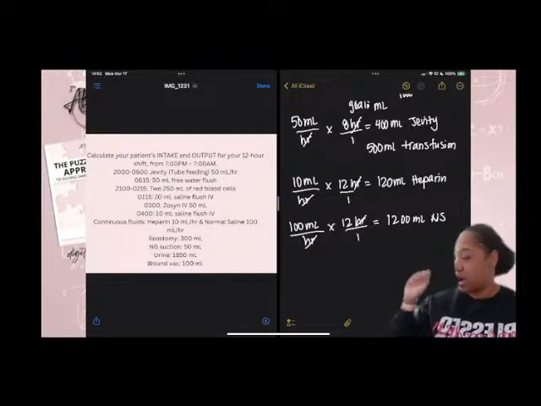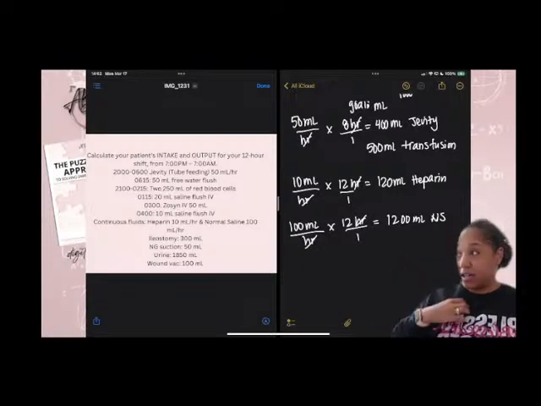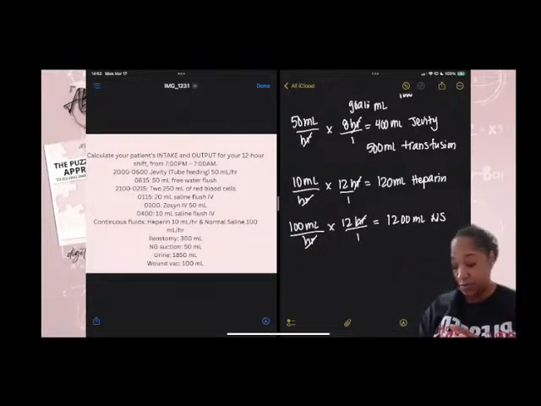So I'm going to add all of this together now. So we got our Jevity, which was 400 milliliters. Well, I put times, not add. So then we've got 50 milliliters for our free water flush. We got that 500 milliliters for our blood transfusion.